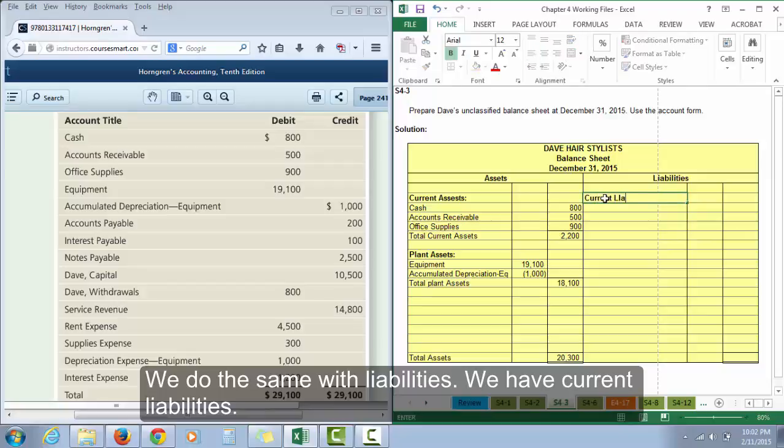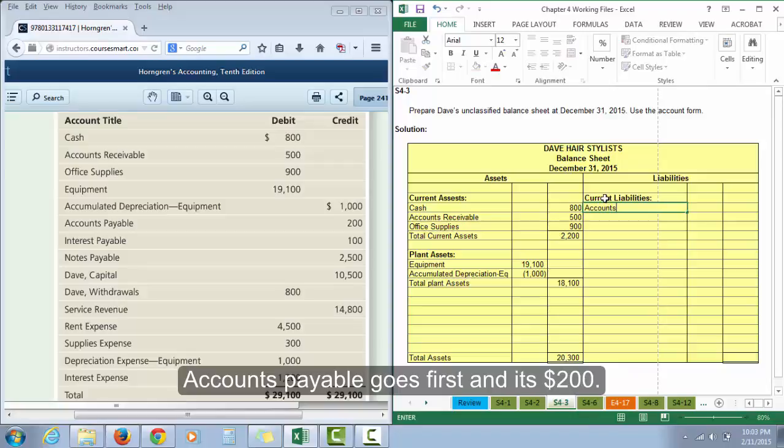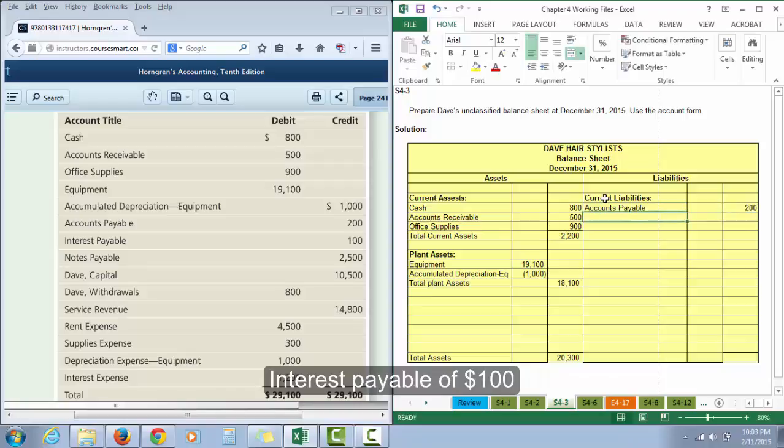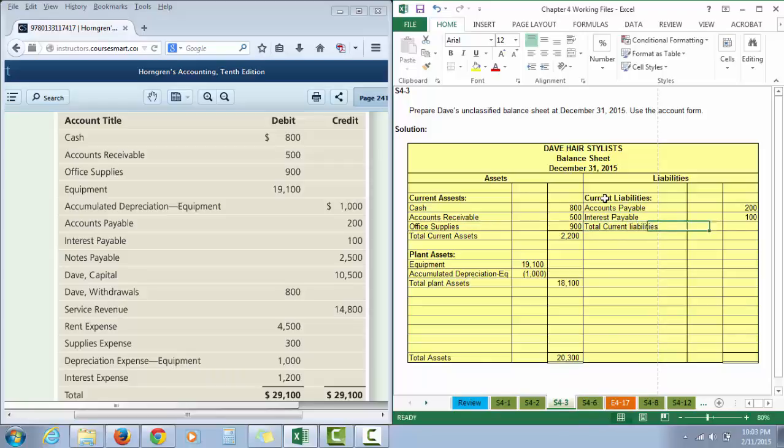We're going to have current liabilities over here. So these are going to be the ones that we have to pay within the next year. And if you remember when we list down our liabilities, we list them in the order that they're due, the order we have to pay them. That would have to be really told to you, but most of the time accounts payable goes first. So we got $200 there. Then we've got interest payable, and it was 100. Those things are our current or short-term liabilities. So those are going to be our total current liabilities.